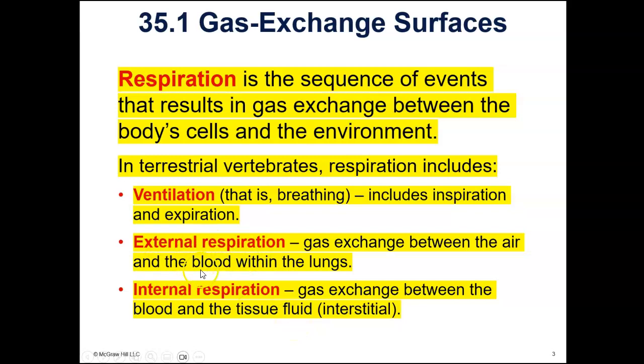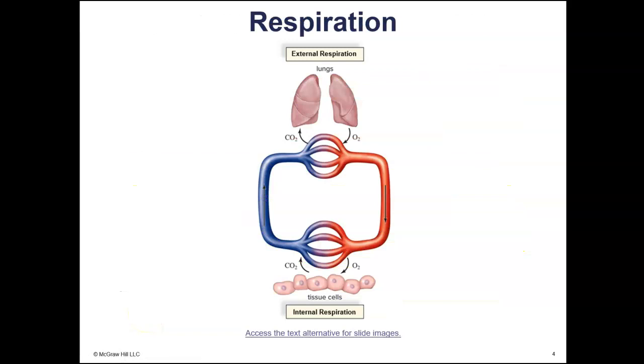So what's happening in external respiration is oxygen is moving from the air sacs of the lungs into our blood vessels. Carbon dioxide is moving from our blood vessels into our lungs so that we can breathe it out. So that's external respiration between the blood vessels and the air sacs of the lungs. And internal is when the blood is carrying oxygen to the tissues and the cells of the tissues. And then the tissues are building up carbon dioxide and moving that into the blood. So that's internal respiration. And you can see them illustrated here.